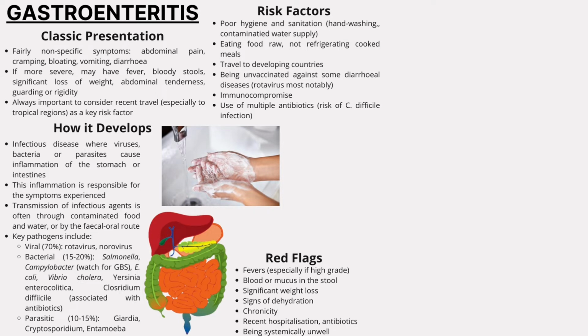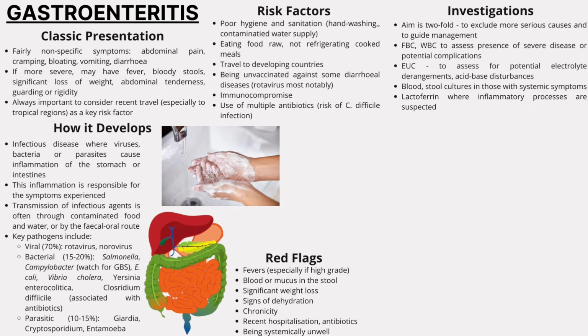Some of the following red flags might suggest something more significant, or perhaps even an underlying cause that is distinct from a simple infection. Fevers, weight loss, and signs of dehydration like decreased skin turgor, altered mental status, tachycardia, and hypotension might suggest invasive bacterial disease. Blood or mucus in the stool, in addition to high-grade fevers, might be reflective of something like inflammatory bowel disease underlying the presentation. A recent hospitalization and antibiotic use raises our suspicion for Clostridium difficile-related gastroenteritis.